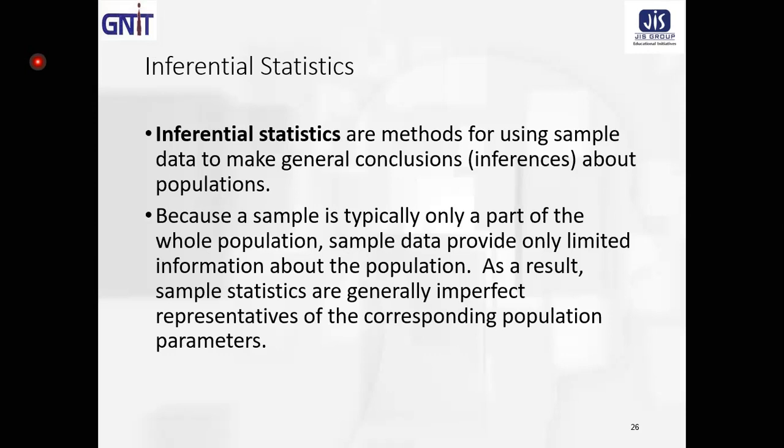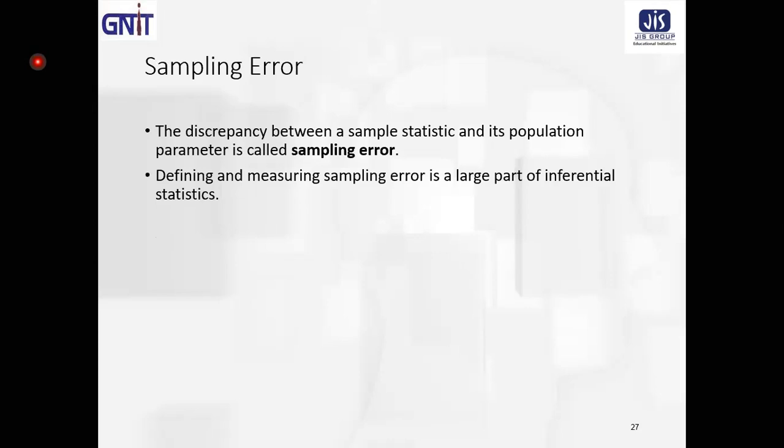So when the population is very large, it is not possible to collect the data from each and every corner of the population, and in that case sample statistics is very much effective. So sampling error. What is sampling error? The discrepancy between a sample statistic and its population parameter is called sampling error. Defining and measuring sampling error is a large part of inferential statistics, and there are many methods involved also. So we will study in our next lecture in detail about sampling error.